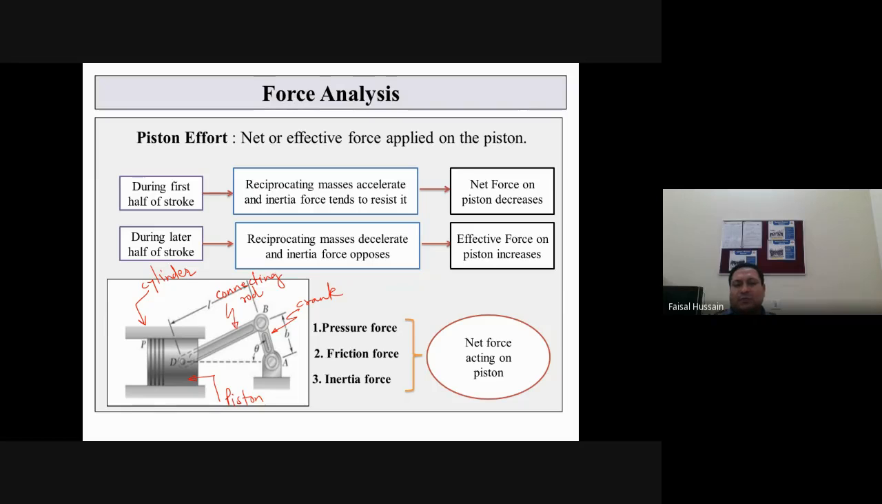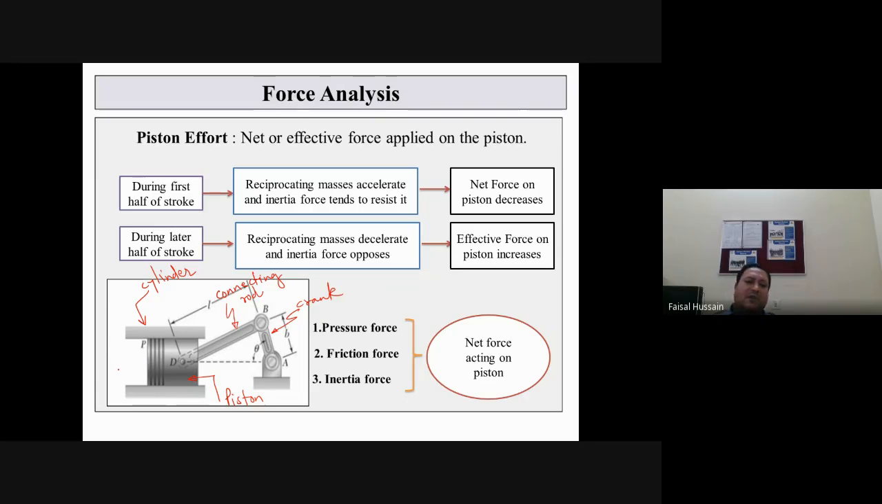As I have told you, piston effort is your net or effective force applied on the piston. For example, due to the combustion, the gases strike the piston, the piston moves forward, and the crank rotates. Now here on the piston, the total force or net force which is acting is the piston effort.